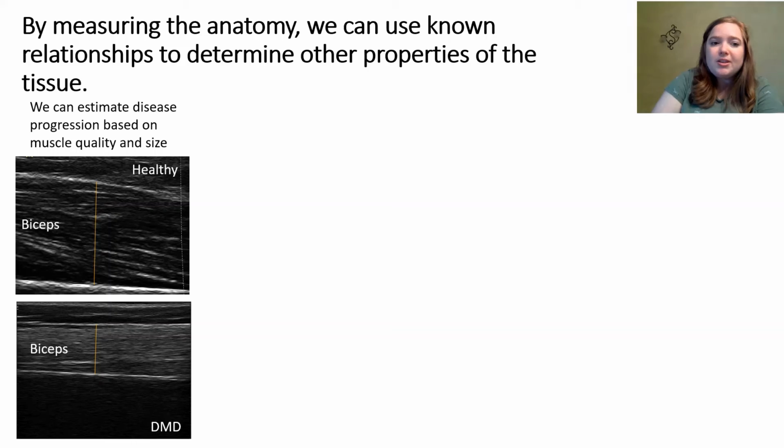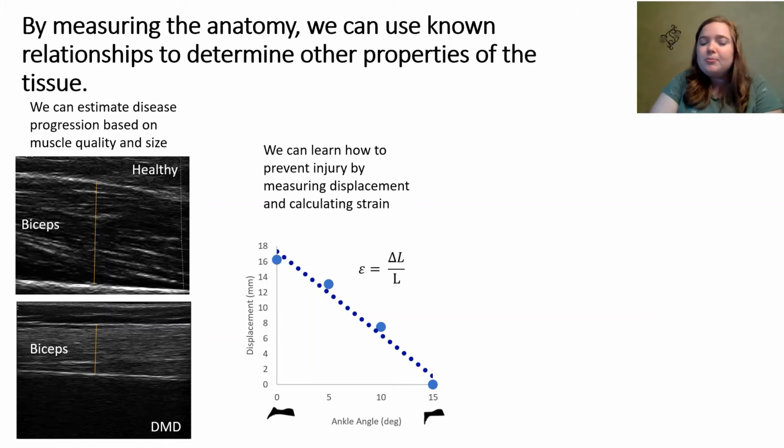We can also see there's a pretty big size difference in the muscles. The Duchenne's patient has a really small muscle thickness compared to the healthy muscle, which is an inference of CSA, but we would image that in a different plane to really get an idea of CSA. We can also learn how to prevent injury by measuring these displacements and calculating strain. Strain is the change in length over the total length. In our Achilles tendon example, we track the displacement across ankle angles, and then divide that by the total length of the Achilles tendon to get the strain.